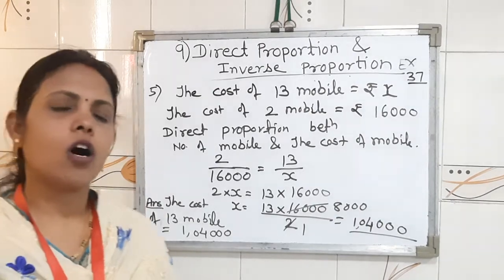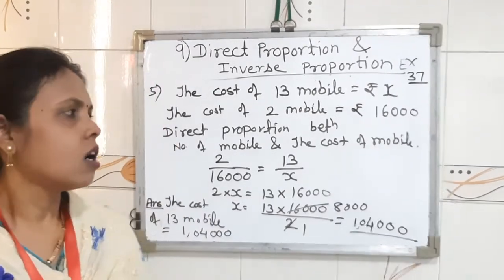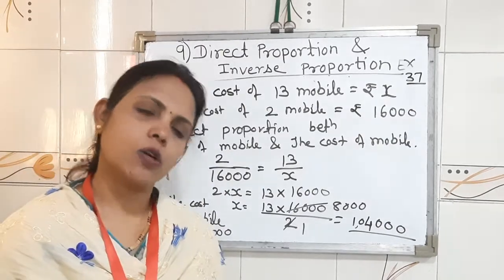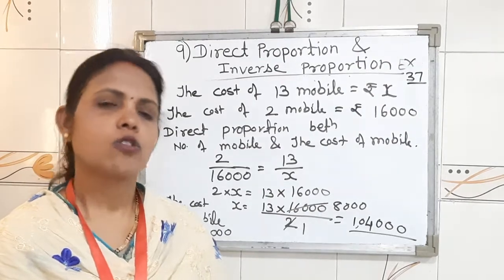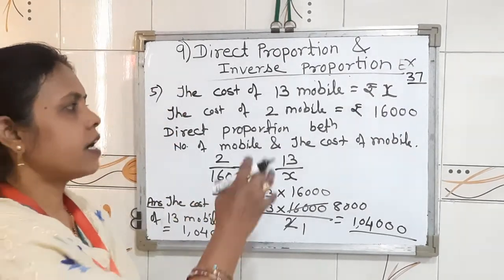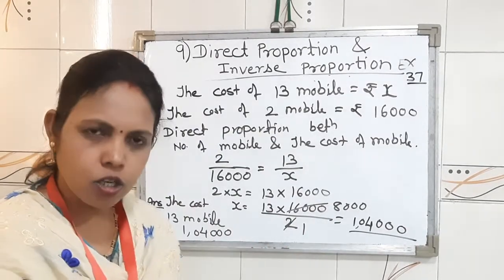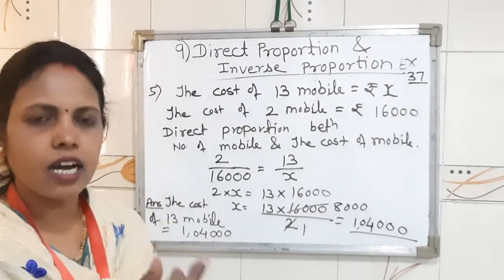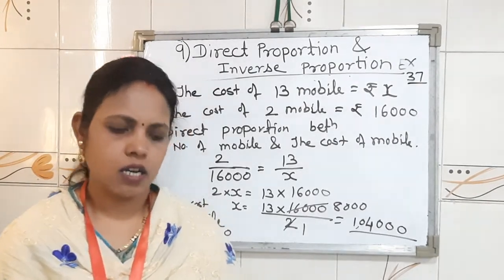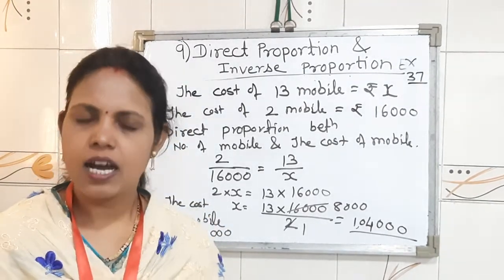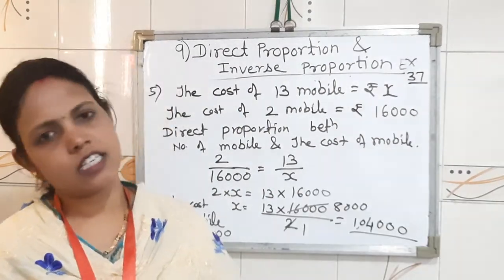So children, I hope today our direct proportion exercise 37 is completed and you all understood. If any doubt is there, you can ask or clear your doubt with the help of the subject teacher. Try to understand all the sums and solve by yourself again and again and practice. Complete your assignment and send a done message in your group.